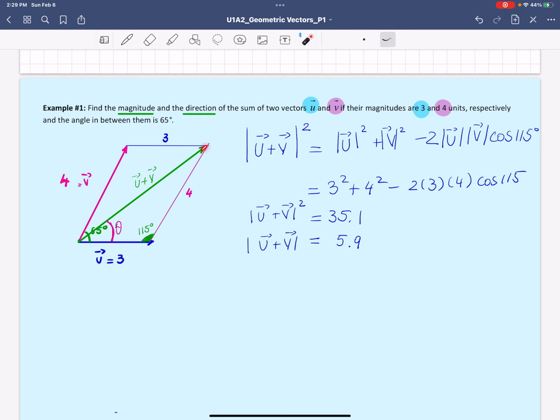So according to this triangle, we see that we need to find angle theta. We have the side opposite to it. And we also have already found u plus v. And now we know that u plus v is 5.9, which means that we can use the pair of this side length with the angle across from it. So sine law, here we come. So I'm going to write in here the magnitude of u plus v over the sine of 115 equals the magnitude of vector v divided by the sine of angle theta.